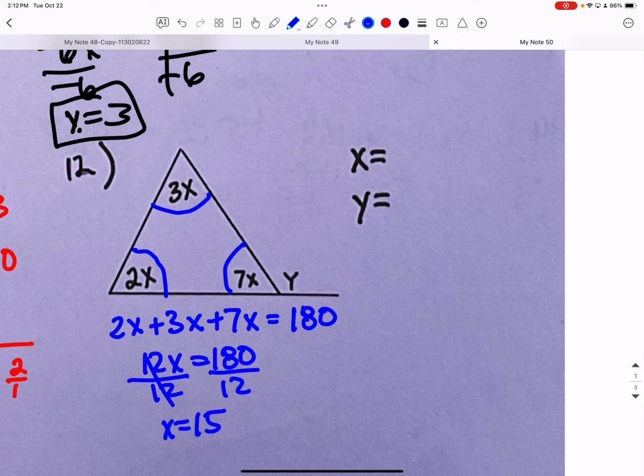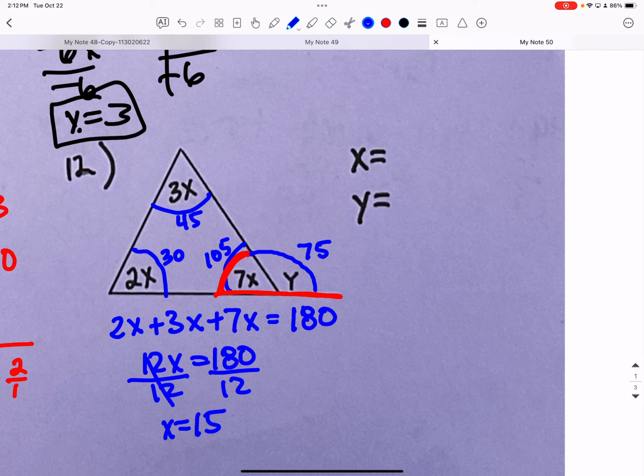So this angle is 2x's, so that's 2 15s, that's 30. This angle is 3 15s, that's 45. This angle is 7 15s, that's 105. And if I add those all together, yeah, they equal 180. So that's good. But down here, we have a straight line. We have 105 degrees right here, and we need to know how much it takes to get all the way to 180. So that's why it's 75 degrees.